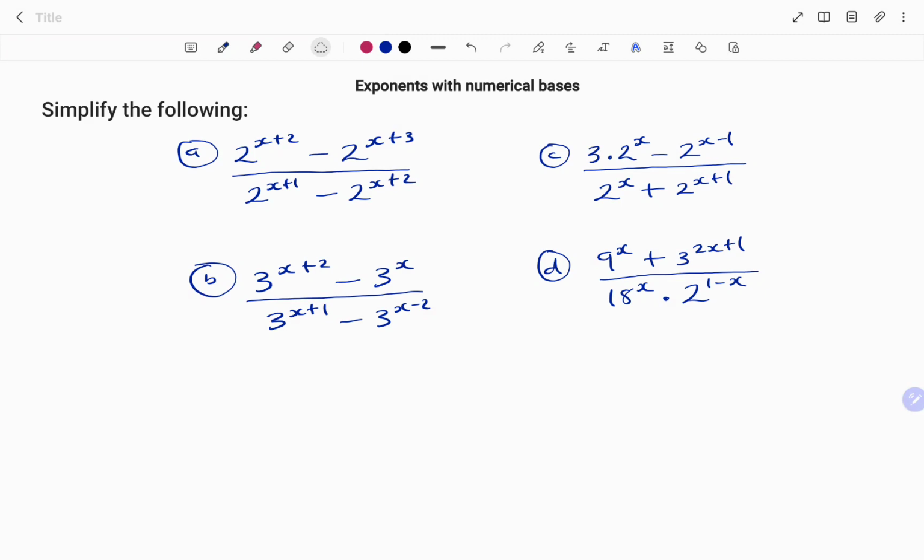Today we're going to be simplifying the following exponents with numerical bases.